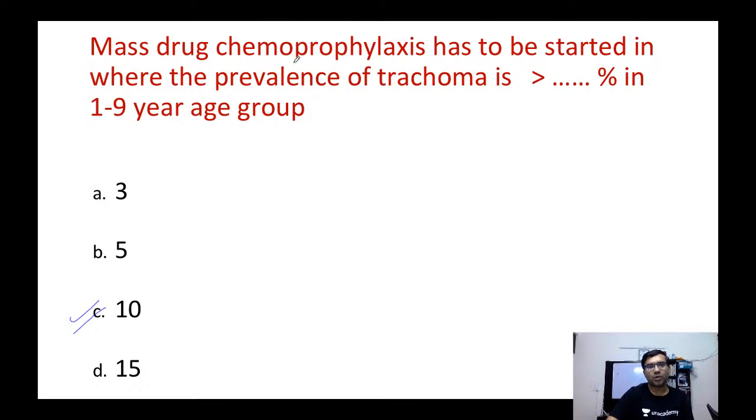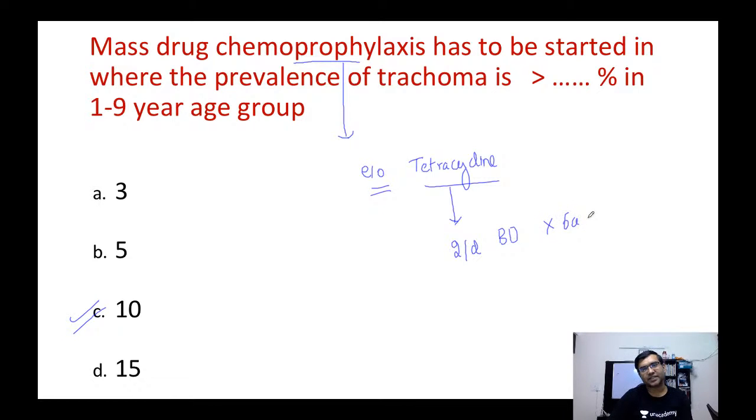And what is the chemoprophylaxis that we would give? We would give eye ointment tetracycline, okay, and this we have to give twice a day, BD, for 6 weeks.